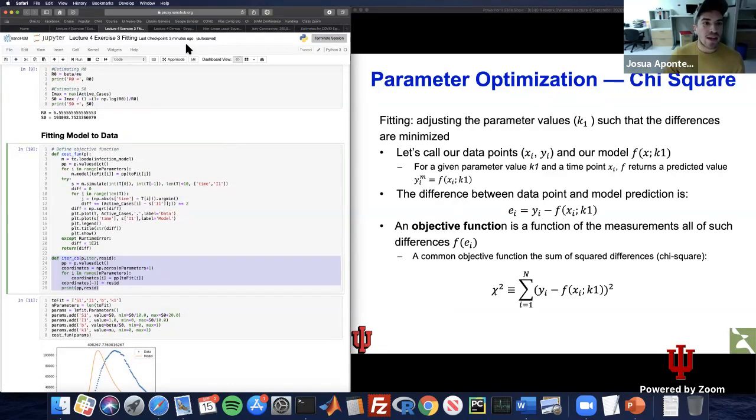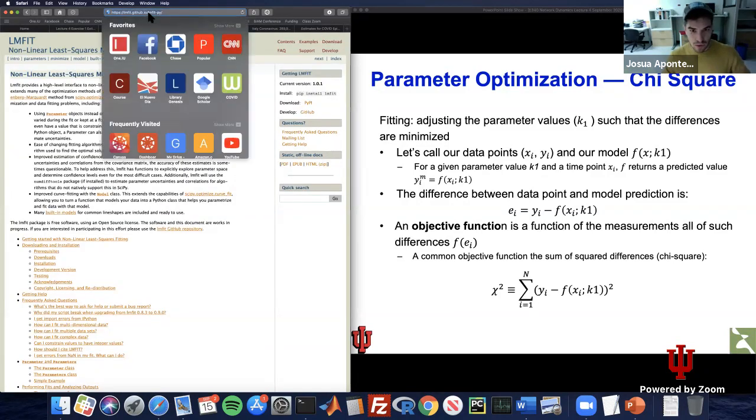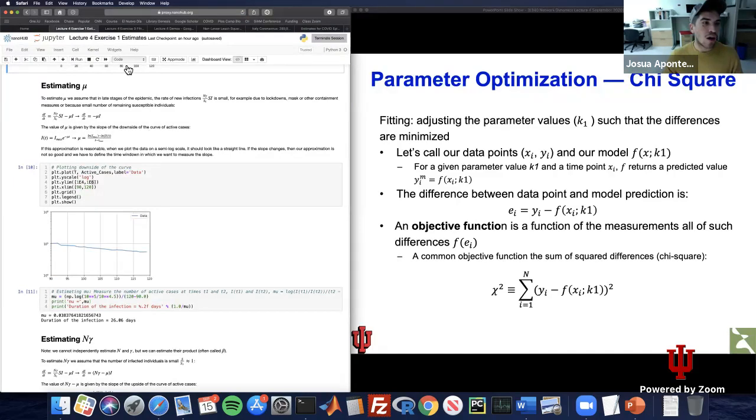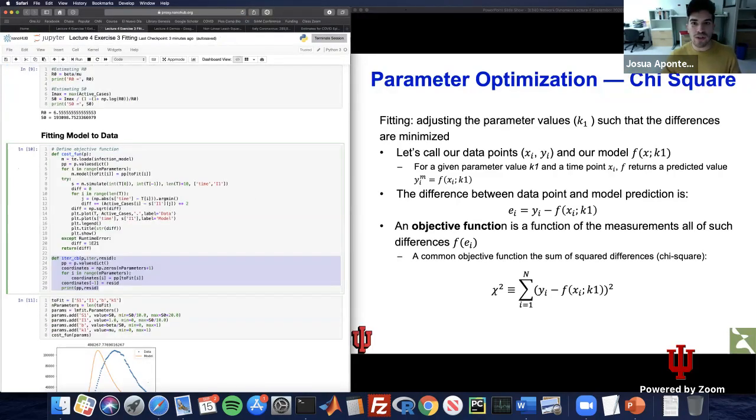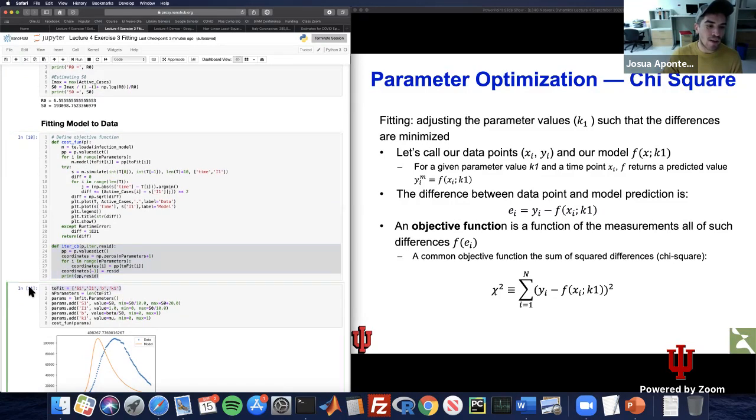To wrap our fitting code, we're using this library that is readily available. I'm going to post it in the chat. We're using this library that allows us to compactly define what are the parameters of the model that we want to fit, and then allows us to define what are the ranges in which these parameters are going to be explored and what are the initial guesses of these parameters.